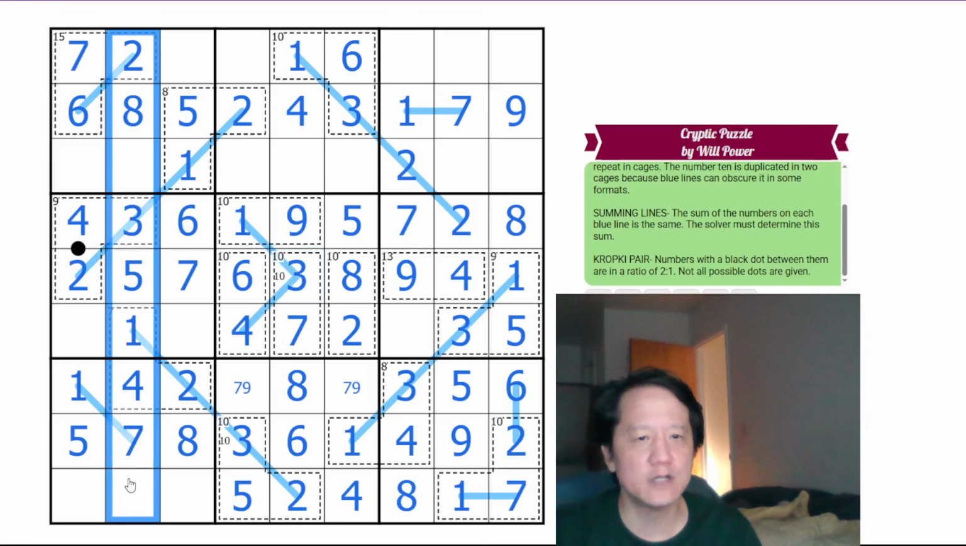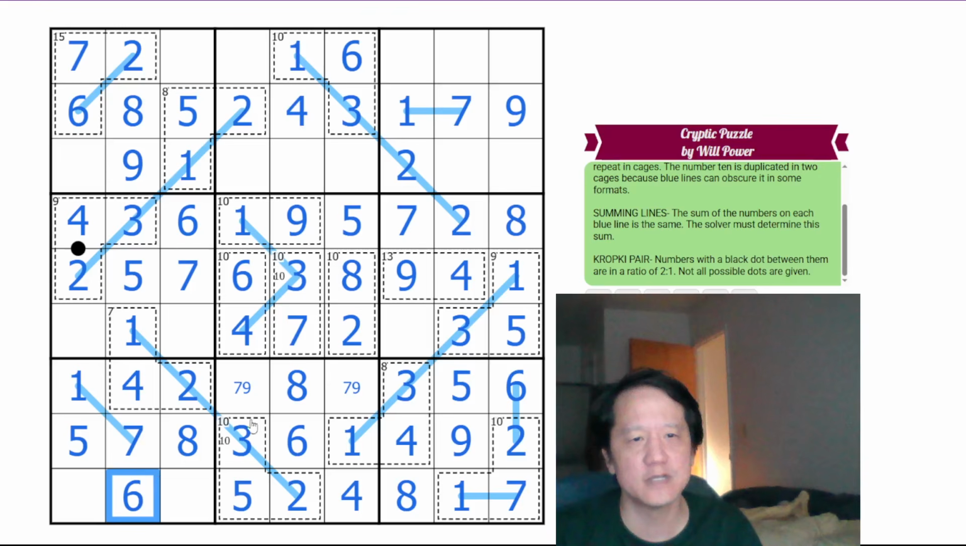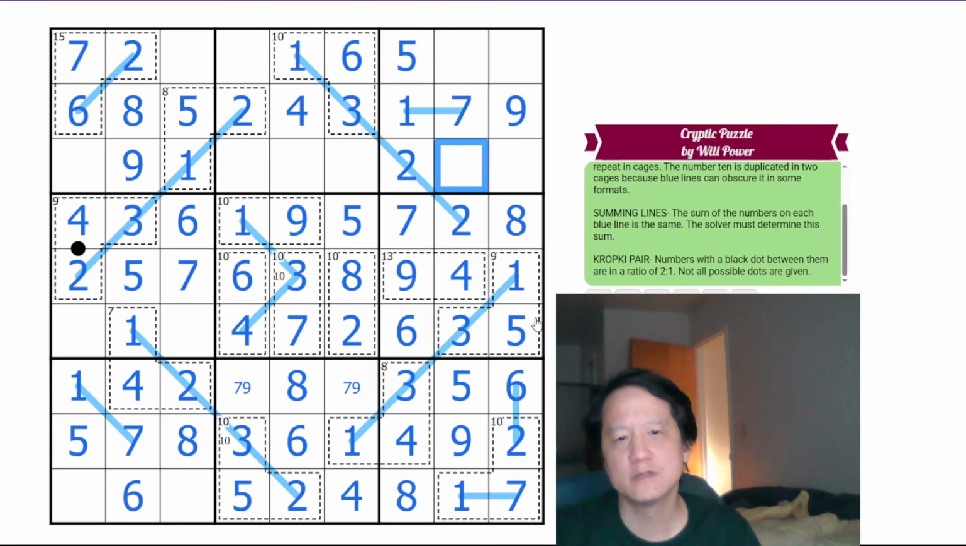Remaining digits in column 2, we have 6 and 9. This can't be 6 because of 6 in the box, so that's 9 and 6. Remaining digits of column 7, well, this digit has to be a 6. So that leaves this as a 5. Remaining digits of column 8, we have 6 and 8. This can't be 6 because of 6 in the row, so that's 8 and 6.